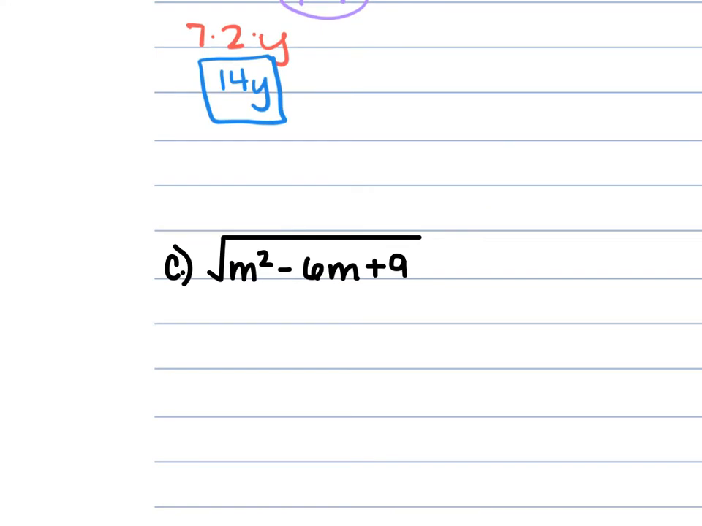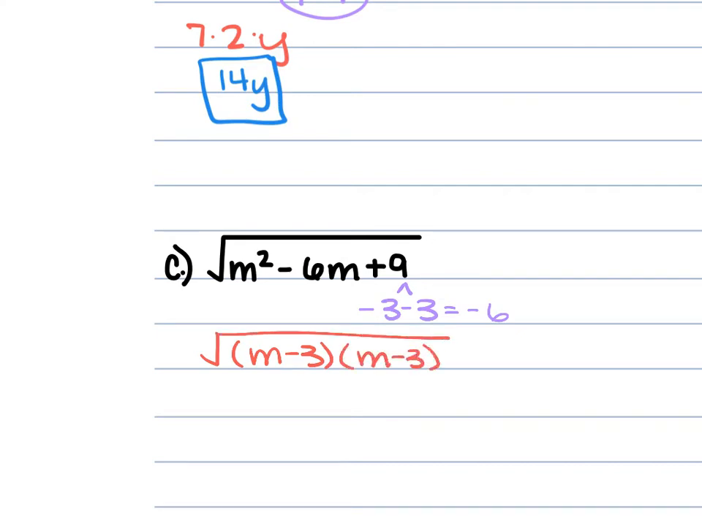For C, we have the square root of m squared minus 6m plus 9. Well, we need to factor this. The 9 is 3 times 3, but if they're negative, we're going to get a negative 6 when we combine those. So this is the same thing as the square root of m minus 3 times m minus 3. We have a pair, so this is just m minus 3.